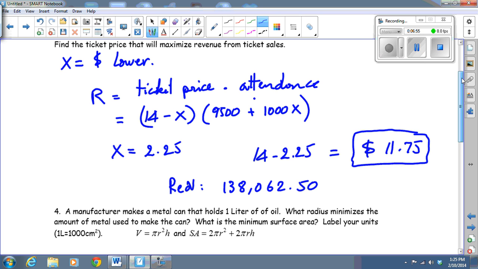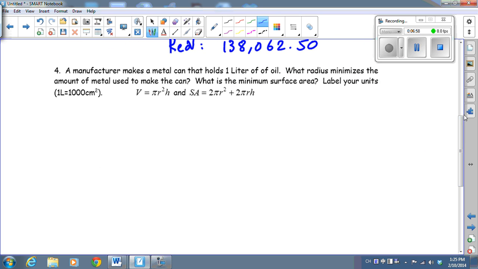All right, let's look at the last problem. The last problem says a manufacturer makes a can that can hold 1 liter of oil. What radius minimizes the amount of metal used to make the can? What is the minimum surface area? And it says label your unit. 1 liter is 1,000 centimeters cubed. The first thing I will do is, I know that pi r squared h, you should know this one, is my volume. 1 liter of oil here, and I say V is equal to pi r squared h.